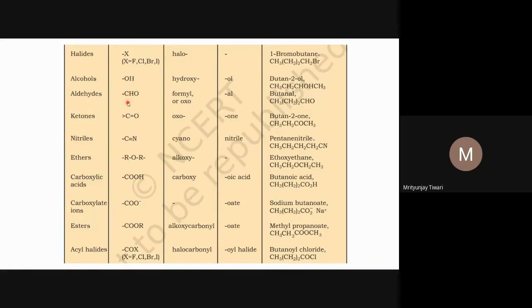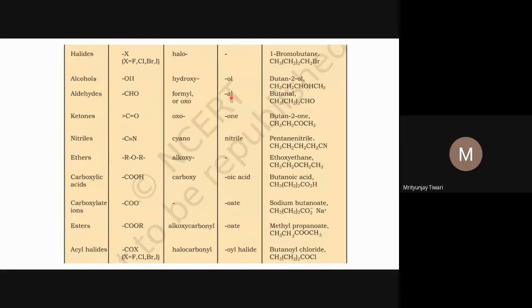Two bonds are there, and two more bonds are required for this carbon because carbon is tetravalent. It means the carbon must have a double bond with this oxygen. Then only will the octet of oxygen be complete. So it is nothing but C double bond O and then CH. This is also called the formyl group or oxo group. Formyl or oxo, these things you should remember.